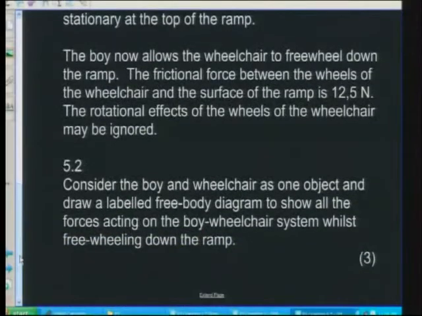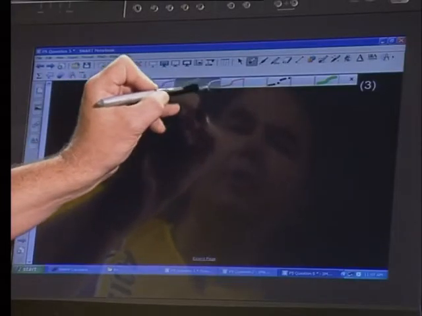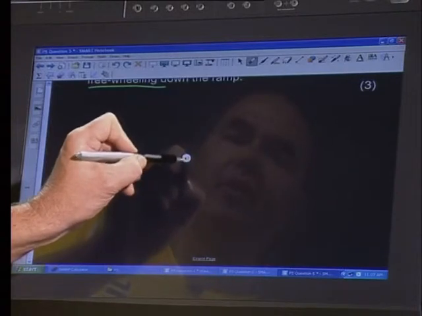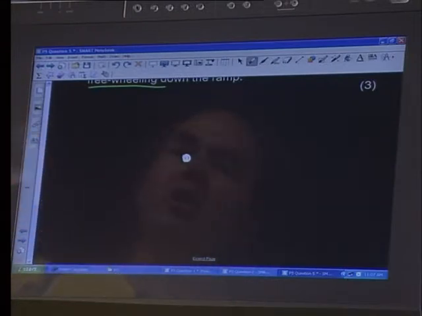Having got that sorted out, we now are asked the following. 5.2, consider the boy and the wheelchair as one object. Draw a labeled free body diagram to show all the forces acting on the boy wheelchair system whilst freewheeling down the ramp. Now, guys, he's not stationary any longer. So, when we draw free body diagrams, please remember the important thing. You're going to represent the boy and his wheelchair as a single dot. We then must make sure that we indicate all the forces acting on that dot.